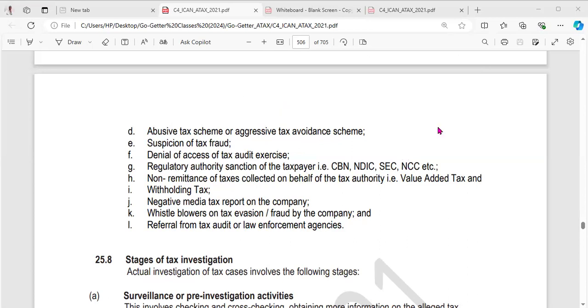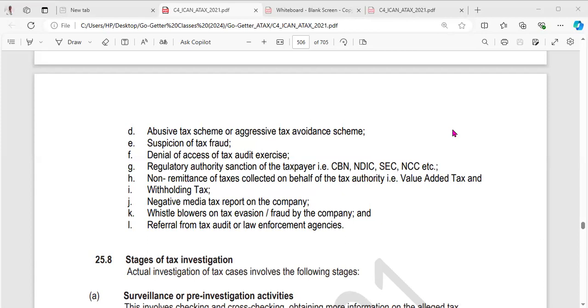Then regulatory authority sanction of the taxpayer. Maybe it's a publicly owned company, and so it's been sanctioned by the SEC. Even the CBN, if it is a banking regulation, is enough for doing a tax investigation.